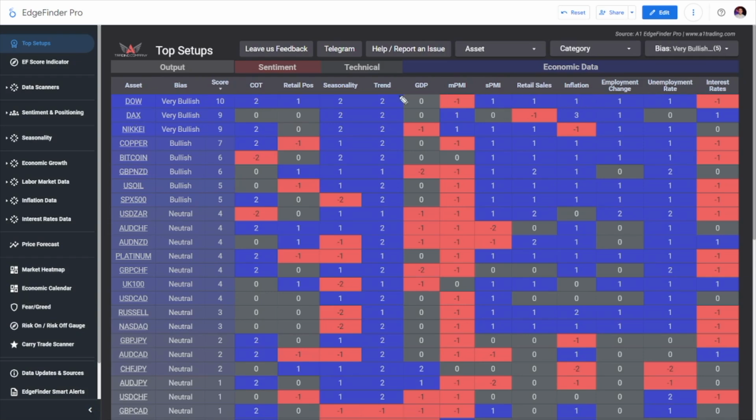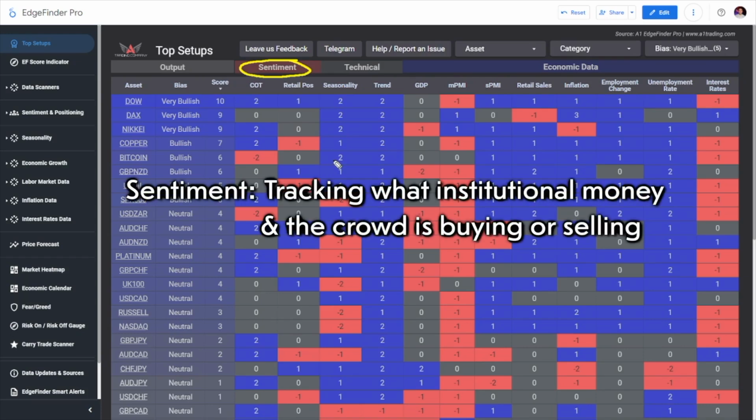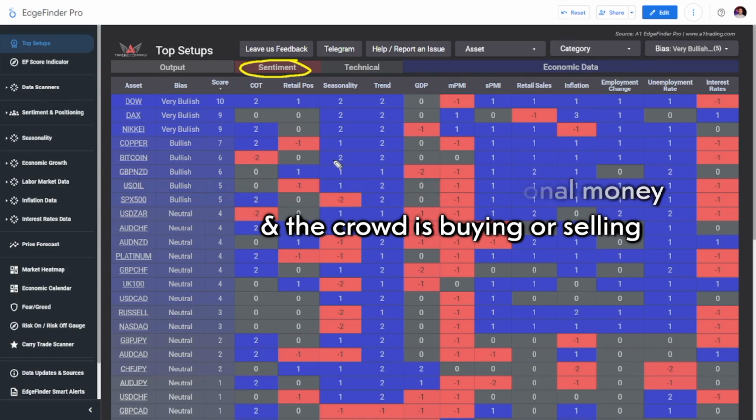Before we go into some of the individual components, let's just talk about what sentiment is for a second. Sentiment in the markets is what we refer to as things like tracking what institutional money is buying or selling, or tracking what the crowd is doing in the financial market. So if everybody is very, very bullish on gold on the retail side, that could potentially be a bearish signal, and vice versa. If everybody is long the dollar, that could be a sell signal, etc., etc.